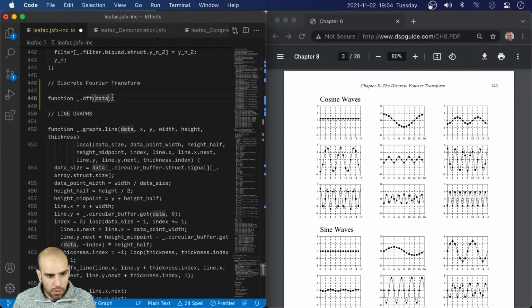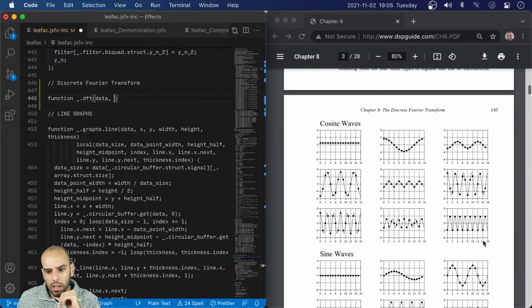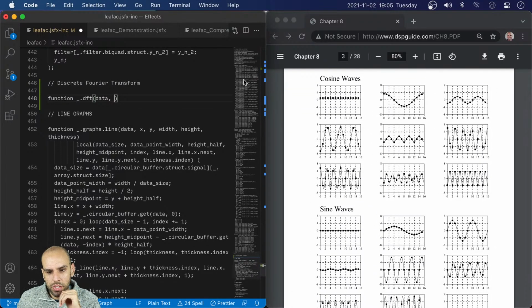I'm going to go with data, which is a circular buffer, and I may not need anything else because a circular buffer comes with its size. Oh, maybe I need some space to write my answers into. So I guess we are going to implement one of those functions that is kind of weird in the sense that it receives as argument not an input, but an output. So I'll call this the real part and the imaginary part.